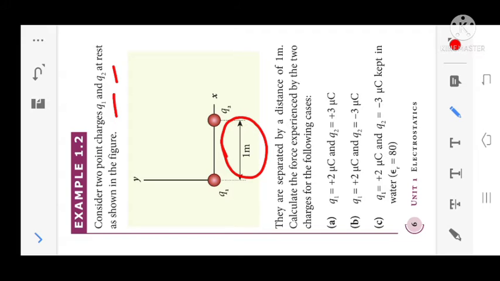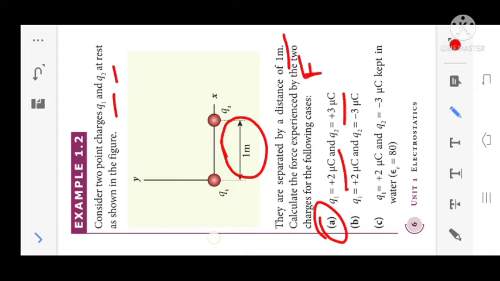Now, they are separated by a distance of 1 meter, that we know. Calculate the force experienced by the two charges in the following cases. Q1 is equal to plus 2 microcoulomb and Q2 is equal to plus 3 microcoulomb. So this is our case 1. Similarly, case 2 and case 3. First we will look at case 1.